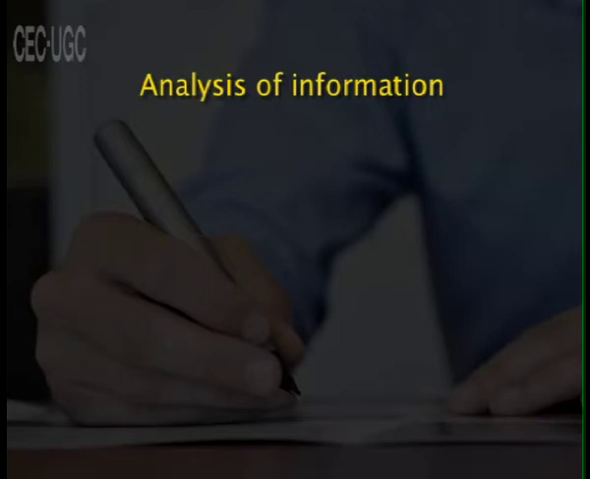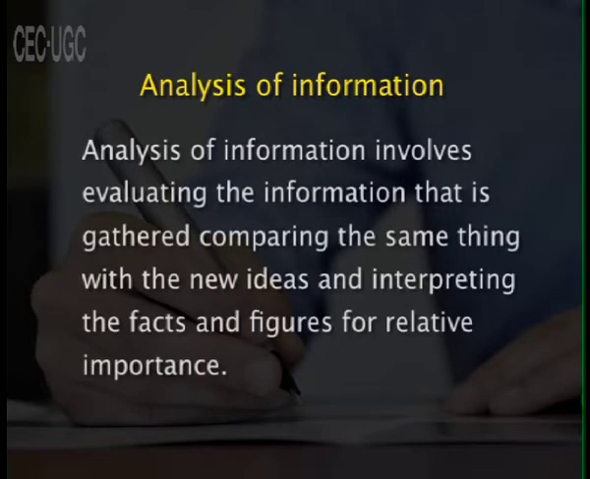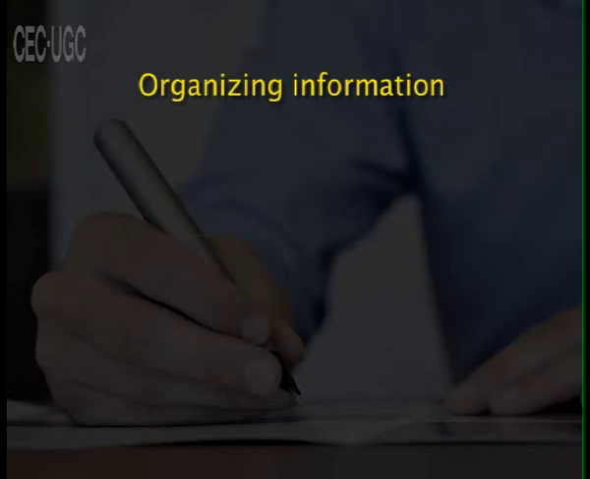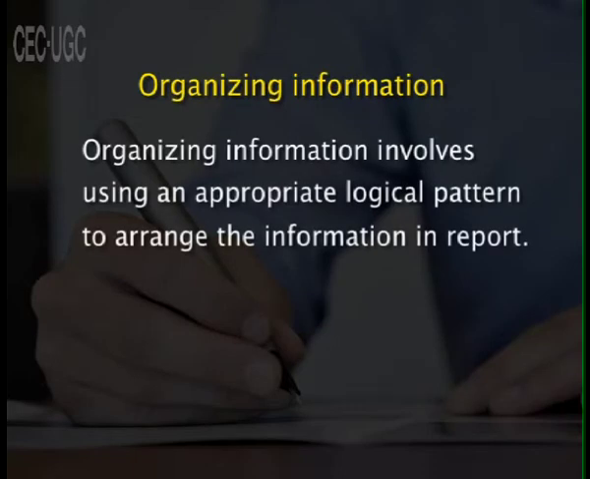Next, analyze and organize the information. Once you have gathered the information from all these sources, you have to logically arrange this information in steps. Analysis of information, what do you mean by that? Analysis of information involves evaluating the information that is gathered, comparing the same with new ideas and interpreting the facts and figures for relative importance. And what do you mean by organizing information? Organizing information involves using an appropriate logical pattern to arrange the information in the report. Then you can draw an outline, choosing the central idea, main ideas, supporting ideas and developing the details.